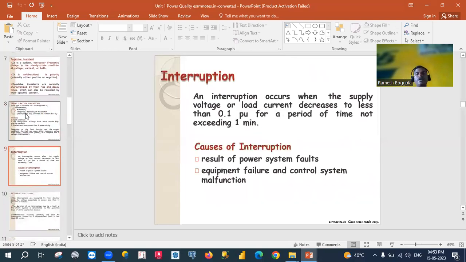Next, interruption. An interruption occurs when the supply voltage or load current decreases to less than 0.1 per unit for a period of time not exceeding 1 minute. The main causes of this interruption are power system faults, equipment failure, and control malfunction.